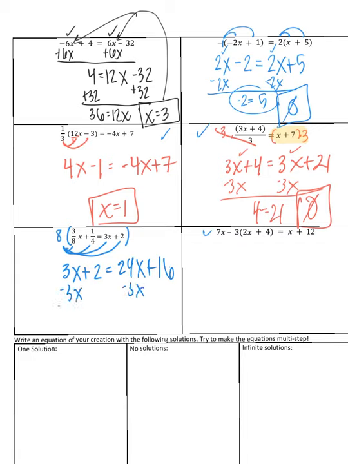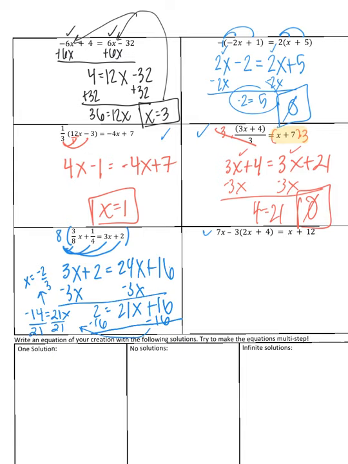Move your x's over. Move your constant. I'm going to move this over. We have negative 14 equals 21x. Divide by 21 and simplify your fraction. 7 goes into both 14 and 21, so you get negative 2/3 as your solution.